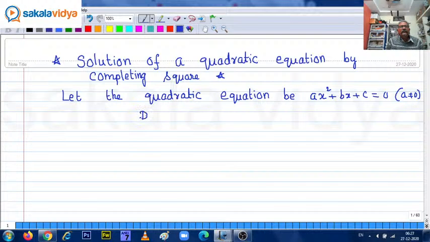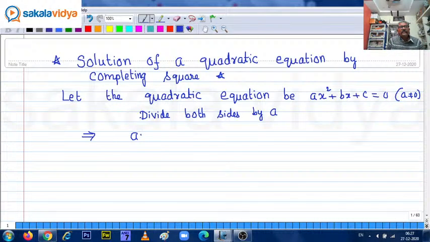First, divide both sides by a. That means we need to make the x square coefficient unity, 1. So this is the first step.